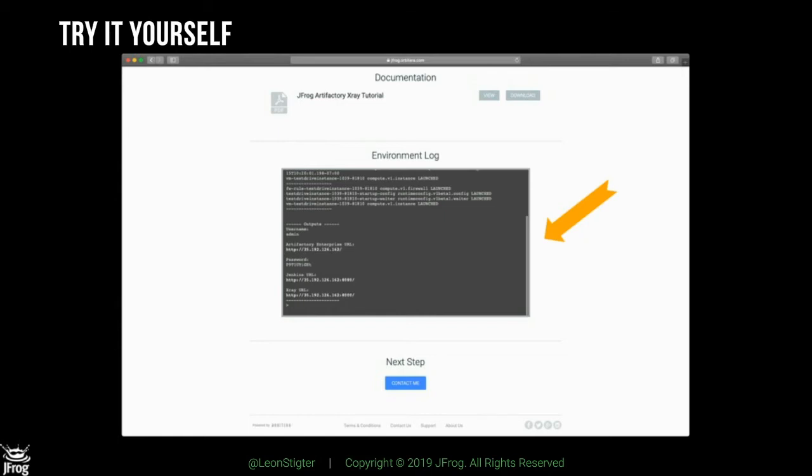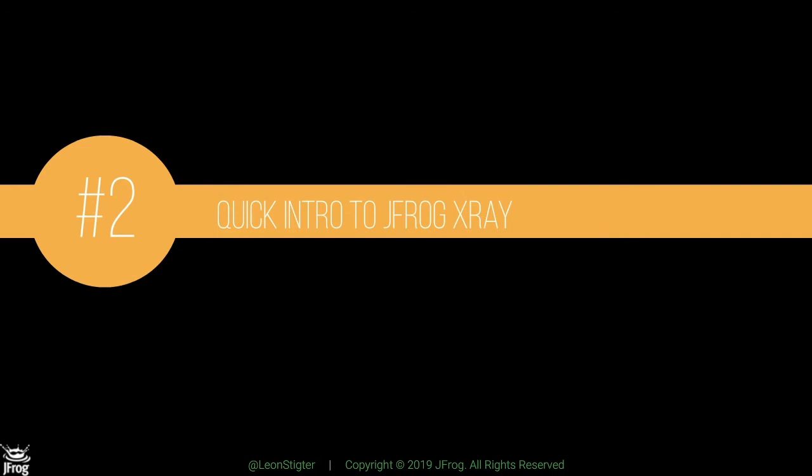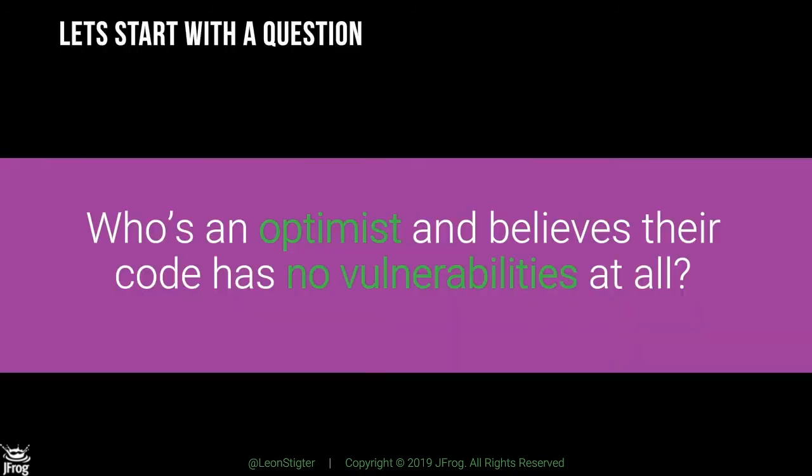So let's do a quick intro into JFrog Xray, as all the containers in the backend on GKE are spinning up. And I want to start off with a question. Who is an optimist and who believes their code has no vulnerabilities whatsoever? I know that this isn't really a question that we put out there for you to answer, but at least when you ask this question to yourself, do you believe this is true? If you are an optimist and if you do believe that your code has no vulnerabilities whatsoever, awesome, I totally applaud you. But then again, I also think that might not be entirely true.